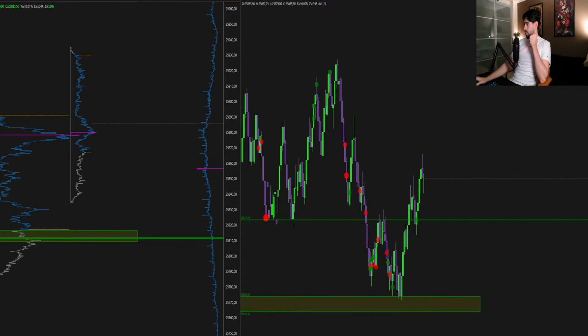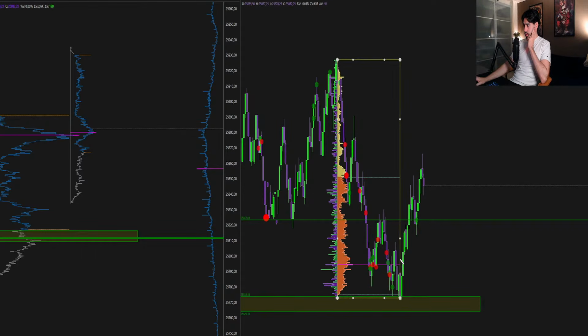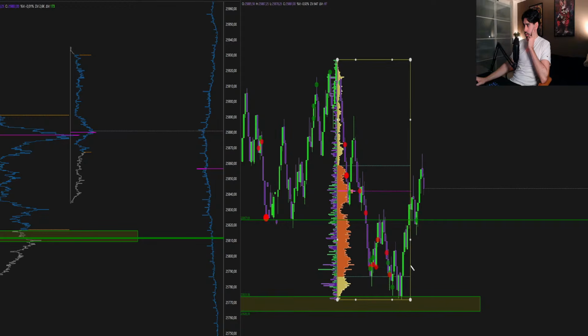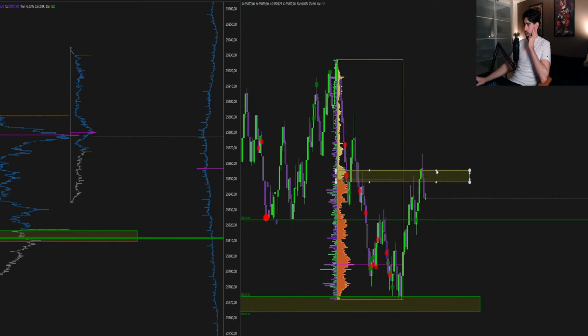I took that long. Nice, bro. Delta selling getting smashed. Delta selling getting smashed on profile. If we take just this swing, we are now at value area high. And we have a low volume node here.